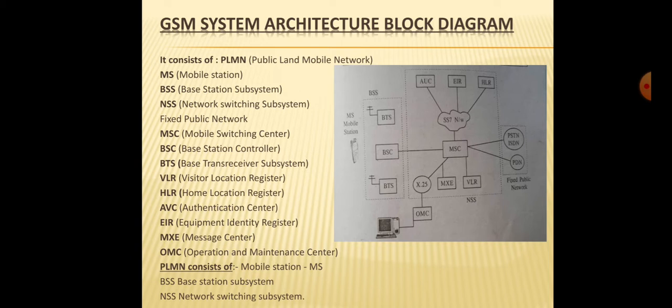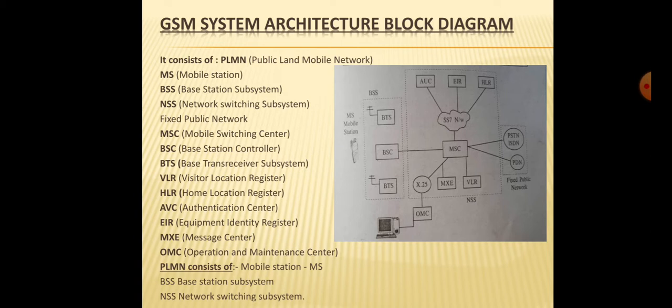The next one is the equipment identity register. Here the database will be containing the information about the identity of mobile equipment. Each mobile station is identified by IMEI, that is International Mobile Equipment Identity, okay.